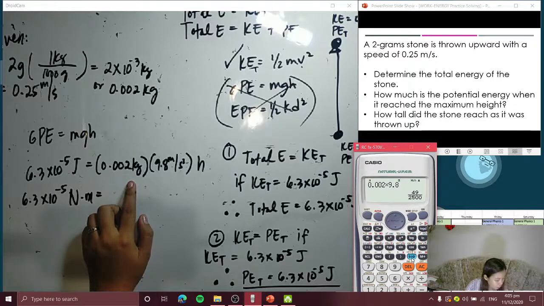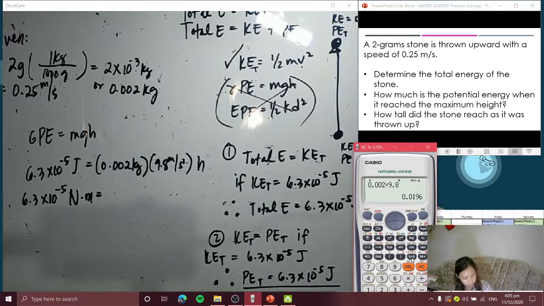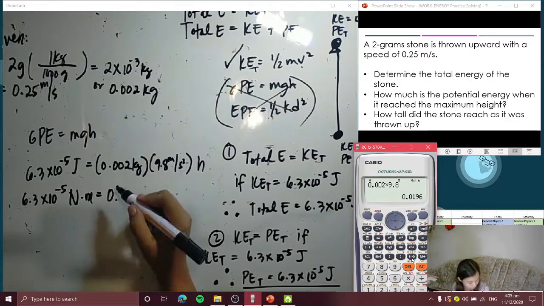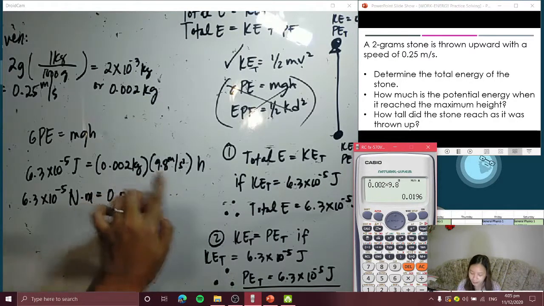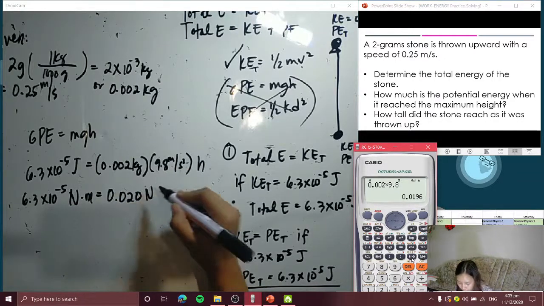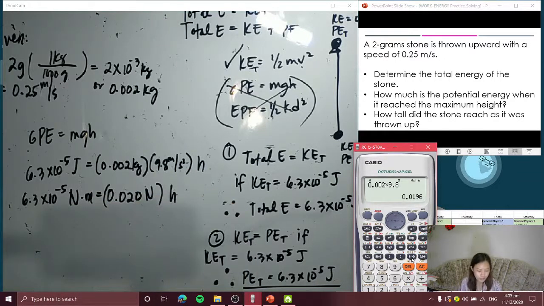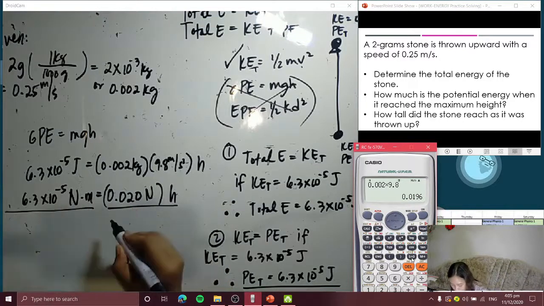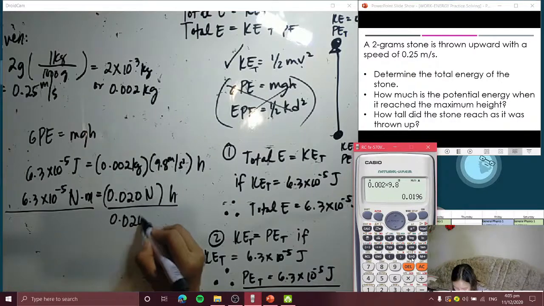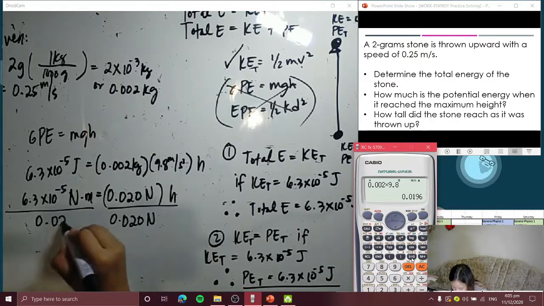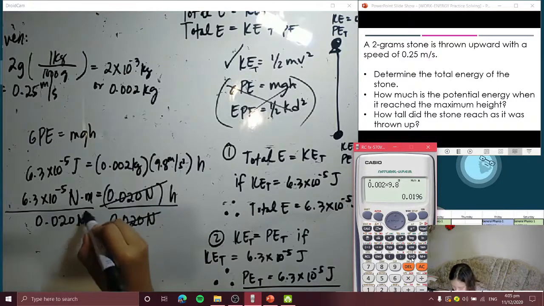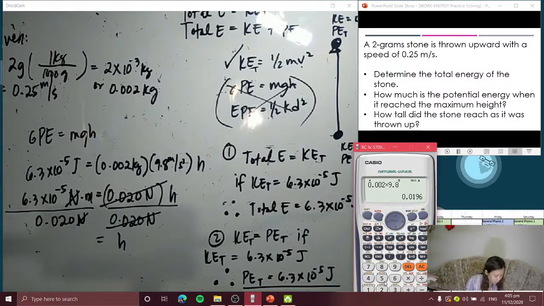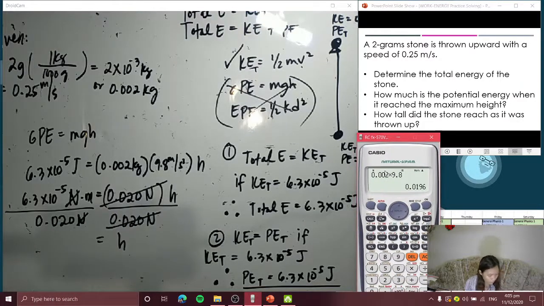That is equal to 0.020 kilogram meter per second squared, which is equal to Newton, times the height, which is the unknown. Now, divide both sides by 0.020 newtons. The newtons cancel, and we have here the height. Okay, let us encode our values in the calculator.